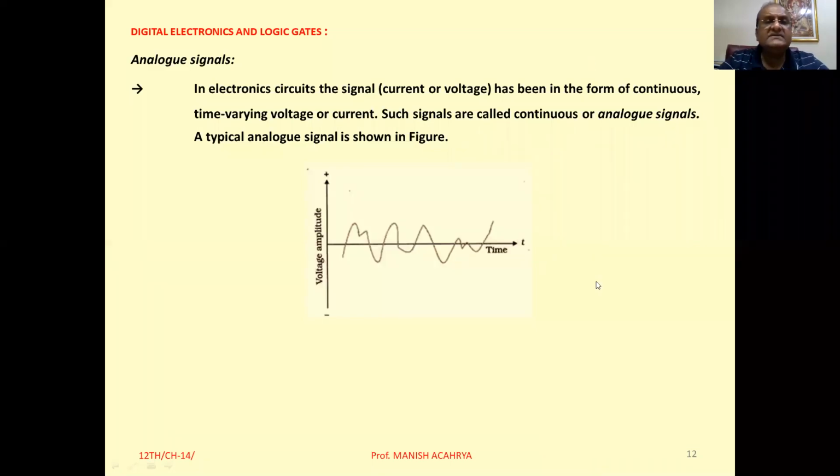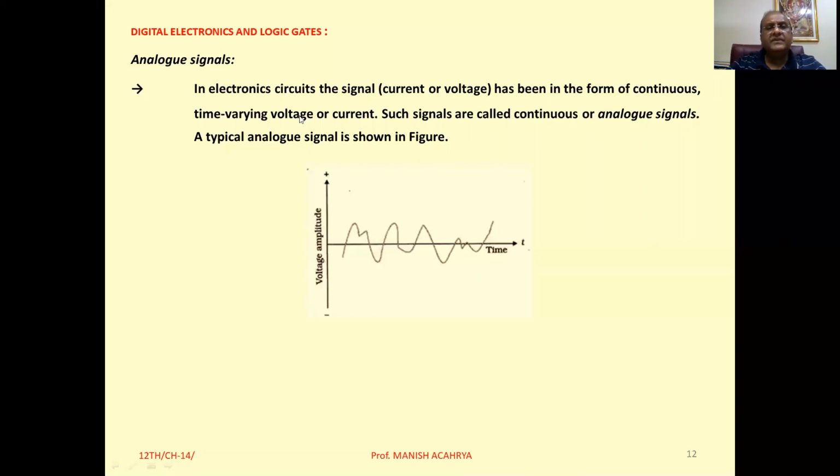Next topic, that is digital electronics and logic gates. Now see, if we think about the voltage current, then there are two types of signals. One that is called analog signal, another one that is called digital signal. Analog signal means such a signal in which voltage attains any value between maximum to minimum.